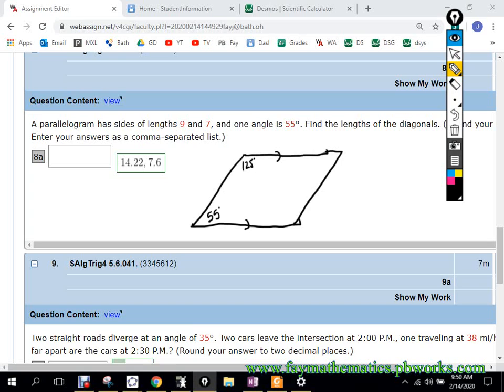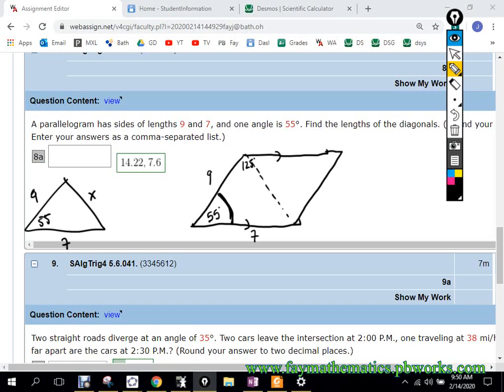All right, you got a side length of 9 and 7, okay? It says find the lengths of the diagonals. And this doesn't really matter, but let's say this is my 9 and this is my 7. So here's one diagonal, right? Is that okay with everybody? Yes. I got that angle. So I'm looking now at this triangle where this is 55, this is 9, this is 7. I'm trying to find x.